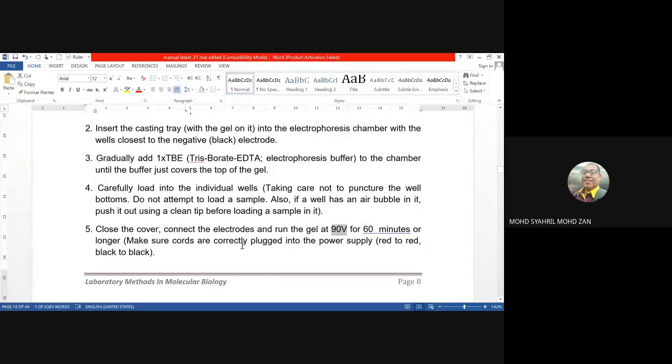Make sure the cord are correctly plugged into the power supplies, red to red and black to black. So mostly kita punya electroporesis set tu berwarna red dan hitam. Okay, red and black. Okay. So black represent negative, red represent positive charges.